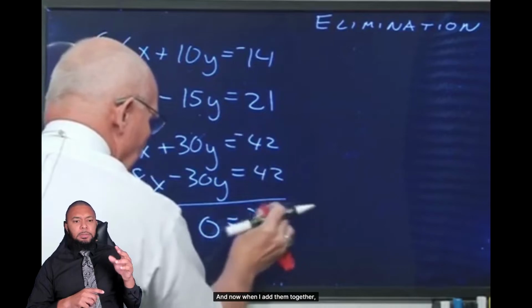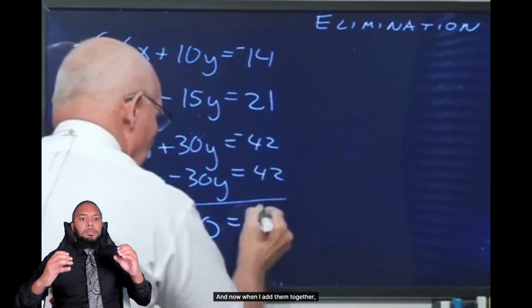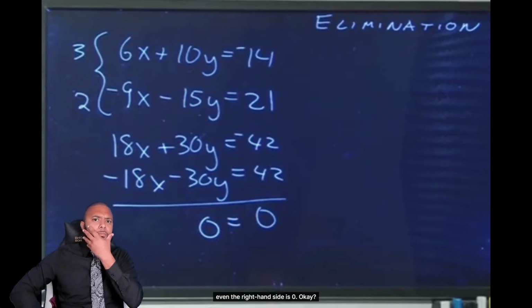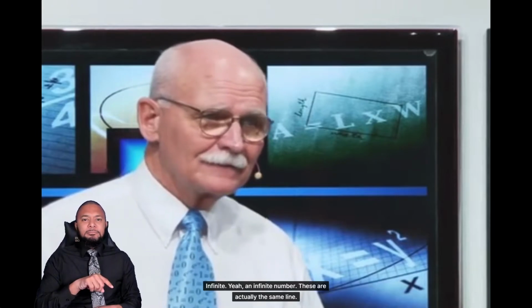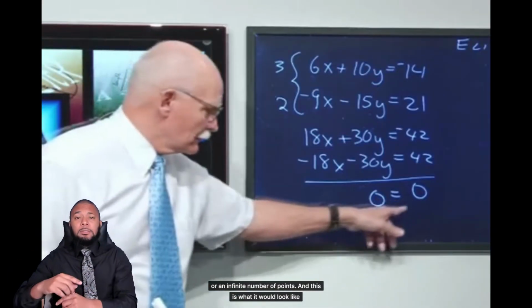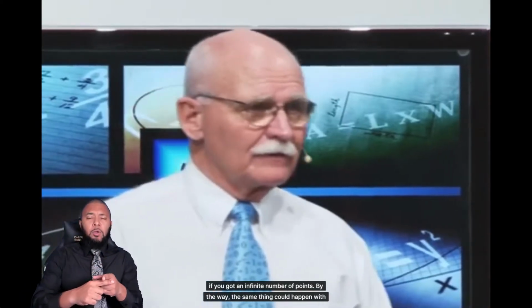And now when I add them together, even the right-hand side is 0. Okay? And that statement isn't false, it's true. It's always true, which means we have how many solutions? Infinite number. Yeah, an infinite number. These are actually the same line. Okay? We've seen before that there's only 3 things that can happen. You get 1 point, no points, or an infinite number of points. And this is what it would look like if you got an infinite number of points.